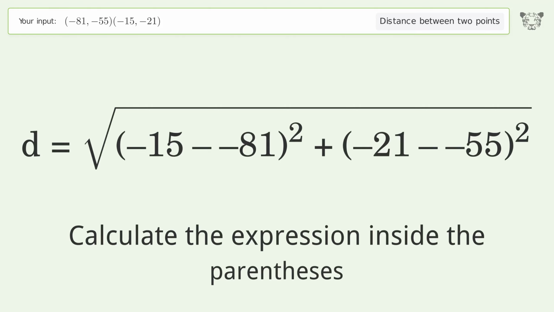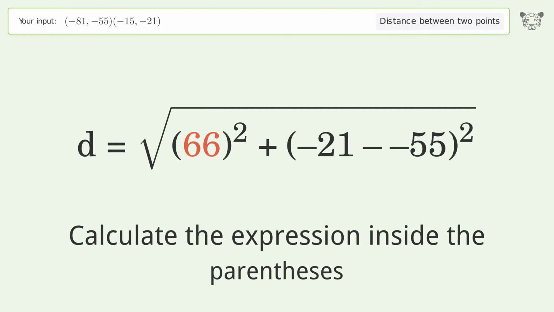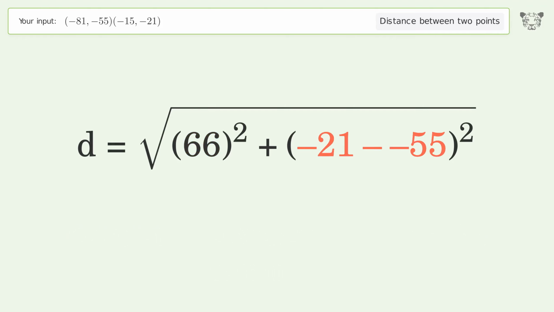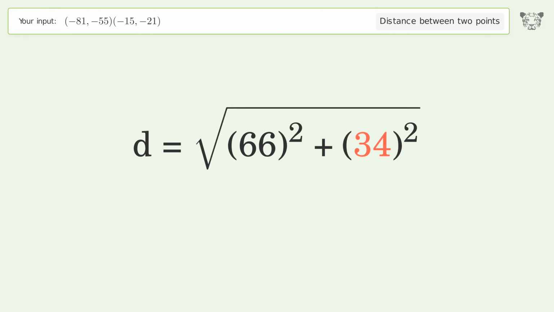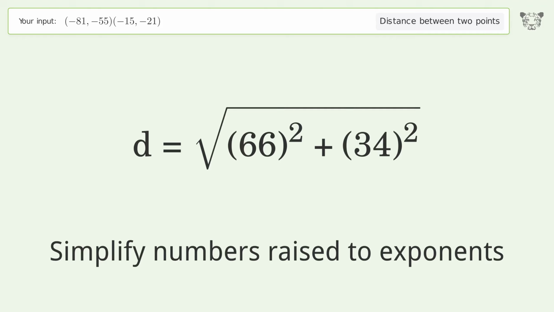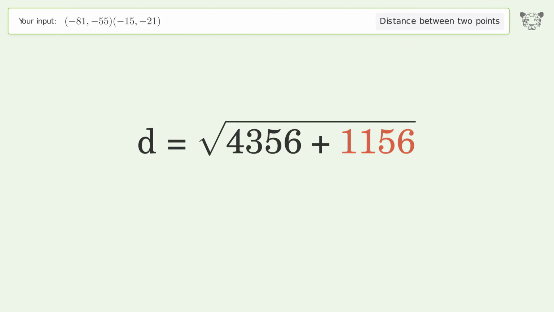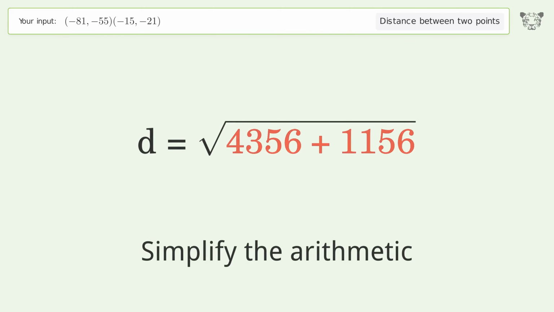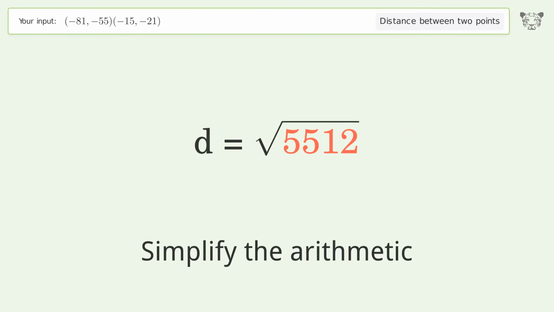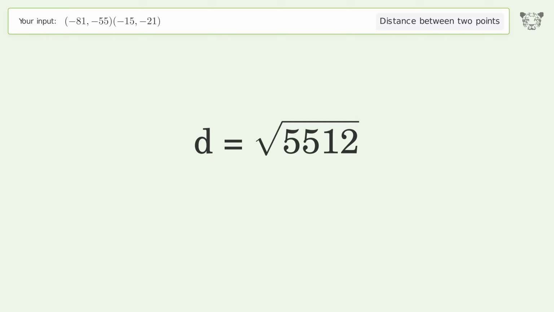Calculate the expression inside the parentheses. Simplify numbers raised to exponents. Simplify the arithmetic. And so the distance between the 2 points is the square root of 5,512, or 74.243.